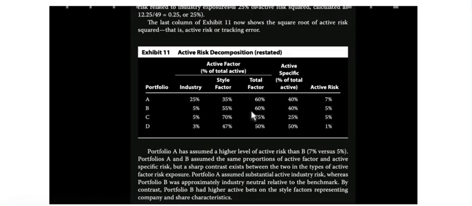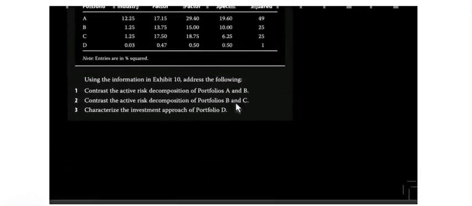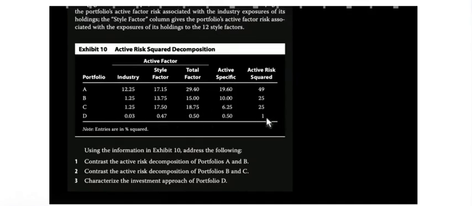If we just had the 60-40 on both of these, you would say, well, it seems like they're following the same strategy. But when we look at the sources of where the risk is coming from, we see that they are different. This one is interesting, D.